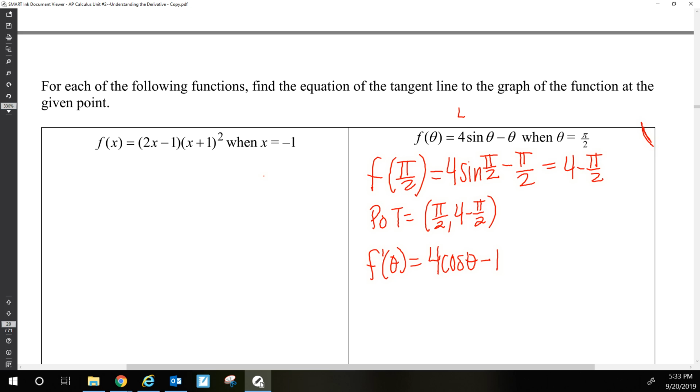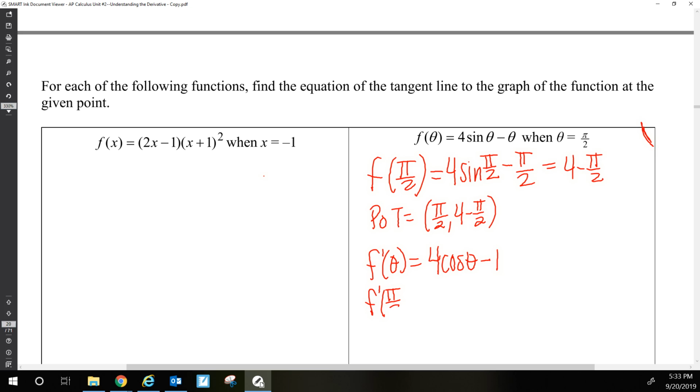You can kind of think of this as 4 sine x minus x. What would be the derivative of negative x? Remember? 1 times -1, x to the 1 minus 1 power. This becomes 0, x to the 0 power is 1. So it's just -1.